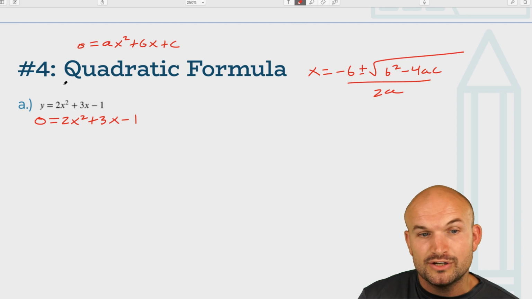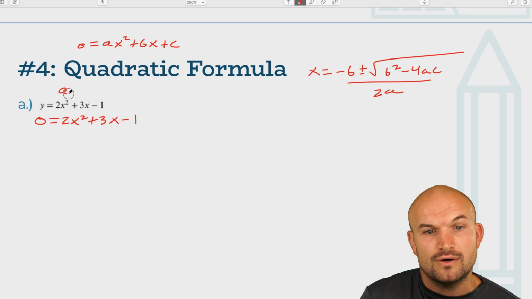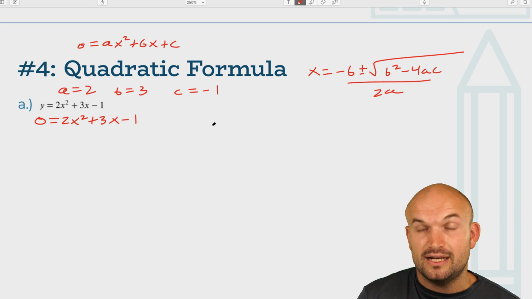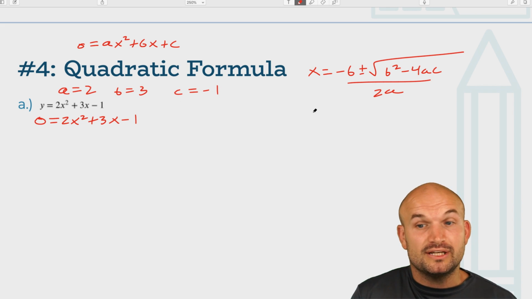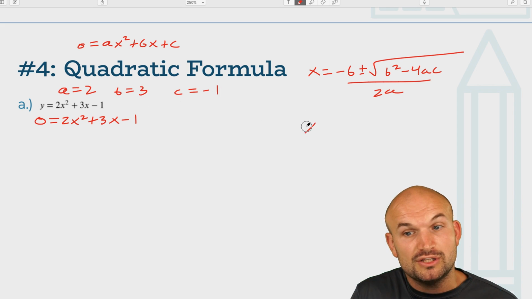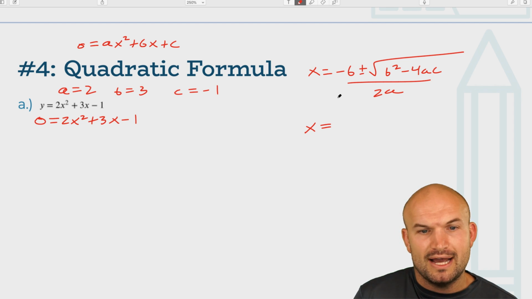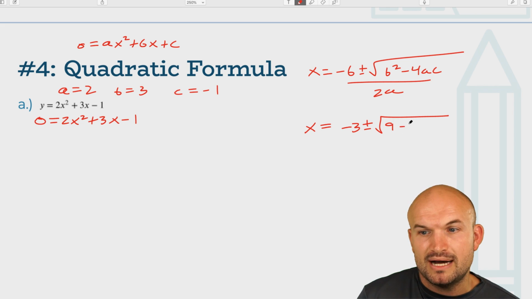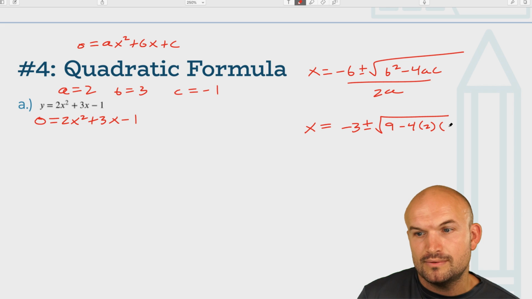So first thing we want to do is label our a, b, and c. So a in this case is 2, b is 3, and c equals -1. Now, all we're simply going to do, guys, is just plug and chug. Just plug those values in there. So I have a -3 plus or minus the square root of 9 minus 4 times 2 times -1.